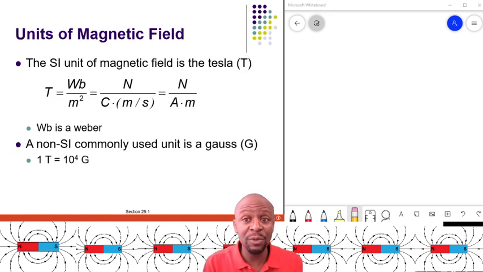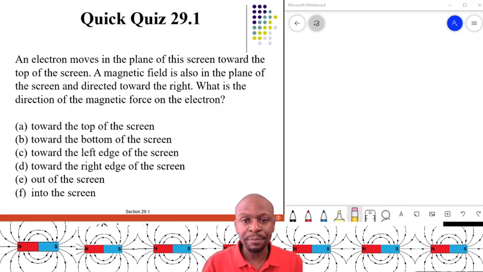Now, the SI unit of the magnetic field B is the Tesla, and Tesla is just Weber divided by meter squared. Weber per meter squared is nothing else but newtons per ampere per meter. In some other books, the non-SI unit called Gauss is also used for the magnetic field, and 1 Tesla is equal to 10 to the power 4 Gauss.